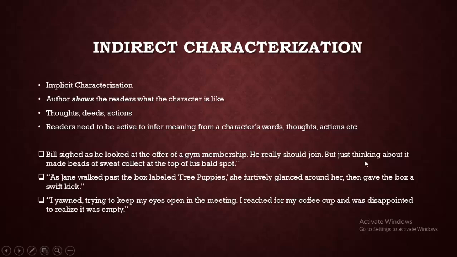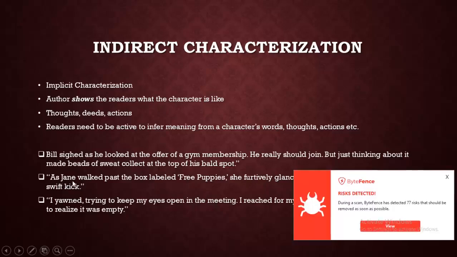"He really should join, but just thinking about it made beads of sweat," so he is sweating just thinking about going to the gym. So he may have some fears related to going to the gym. Again, this meaning that he may have fears is inferred or guessed by us as readers, and the writer has written nothing about it except presenting us the situation of a character.